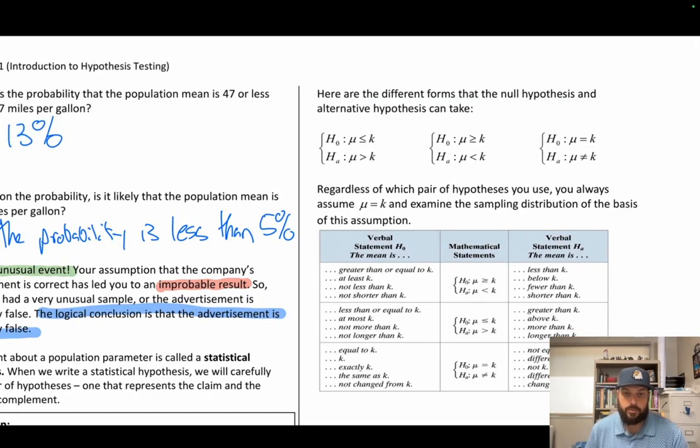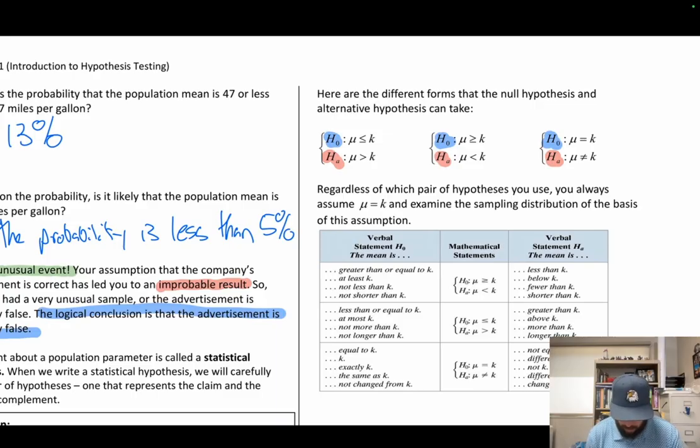Okay, so a few examples of how this might be written. You can see our H naught is less than or equal to K, where our HA, our alternative, is strictly greater than K. And then you have the other three examples. Notice that our alternative hypothesis is always the exact opposite, or the complement, of the null.